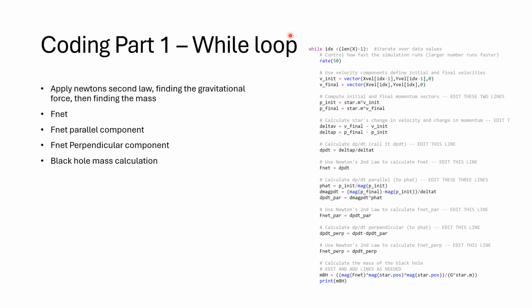In order to find the mass of the black hole, we first need to apply Newton's second law, finding the gravitational force, and extract the mass from this. So first we need to calculate F net, which we do by setting F net equal to the change in momentum. And then we extract the perpendicular and parallel components from this, and then use this formula here, which is just the gravitational formula rearranged to calculate the mass.